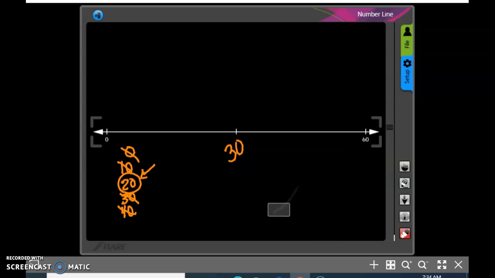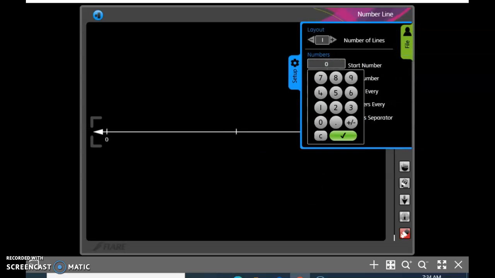Let's do one more example. Let's say that we have our number line set up starting at the number 20 and ending at 80.